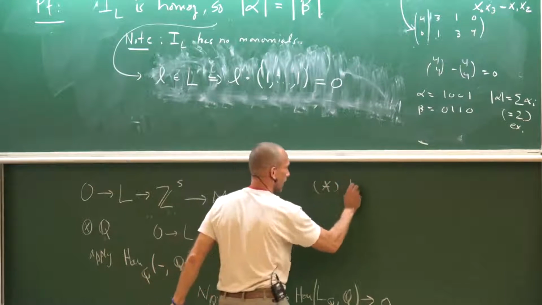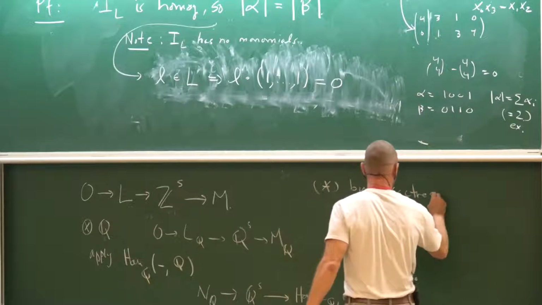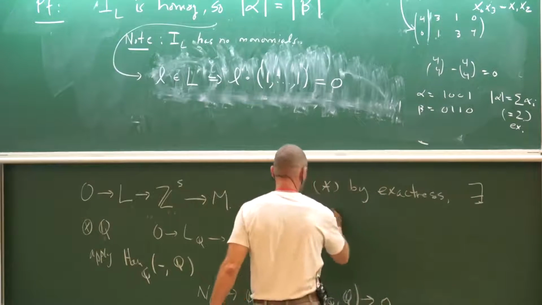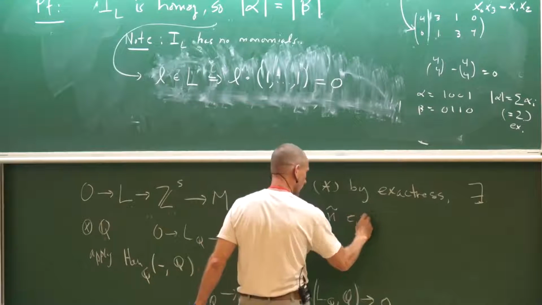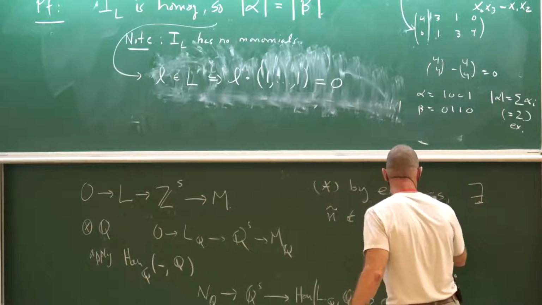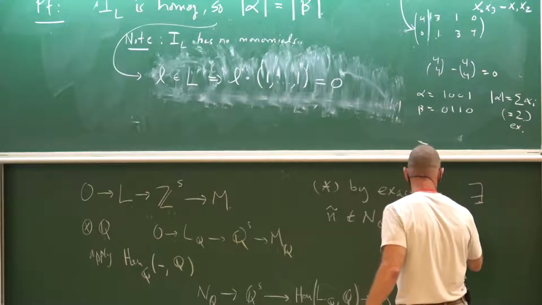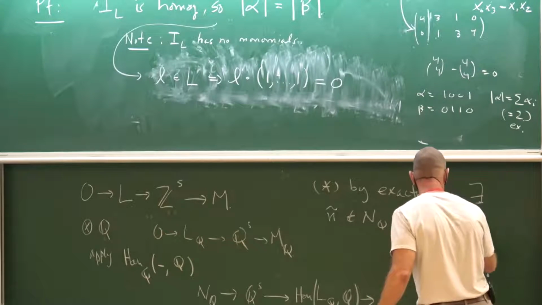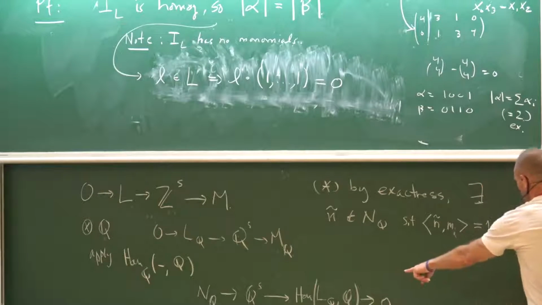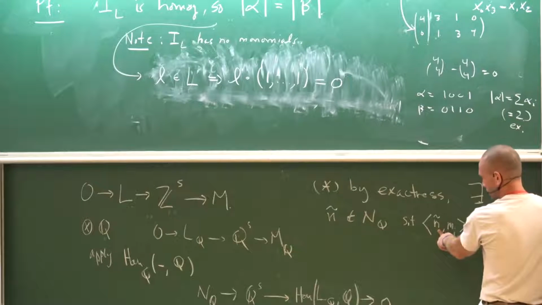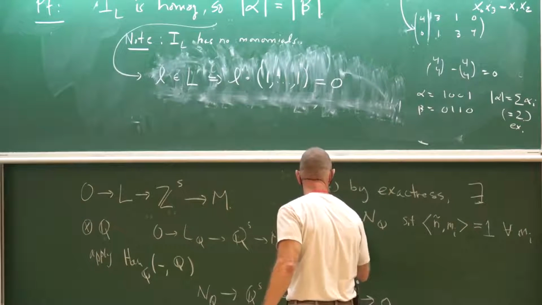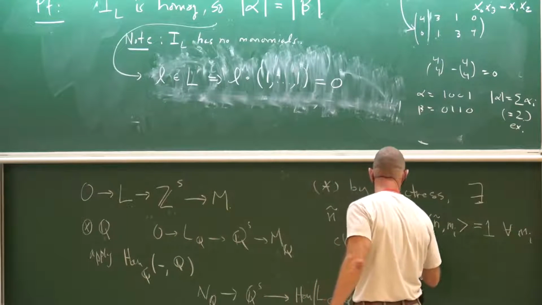And so, star says, by exactness, there exists an n twiddle in N sub Q such that n twiddle dot m sub i is equal to 1 for all the m sub i's, right? That's exactly what this is saying. By the exactness, I have this. Now this n twiddle, you would say, well, that n twiddle is in N sub Q, but it doesn't matter. I can clear the denominators, and we get the conclusion.